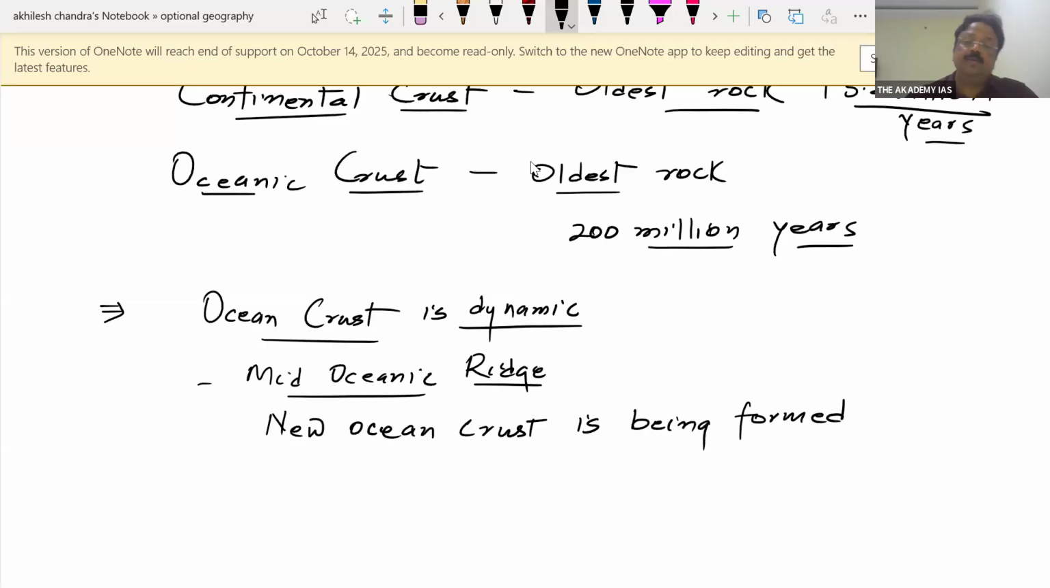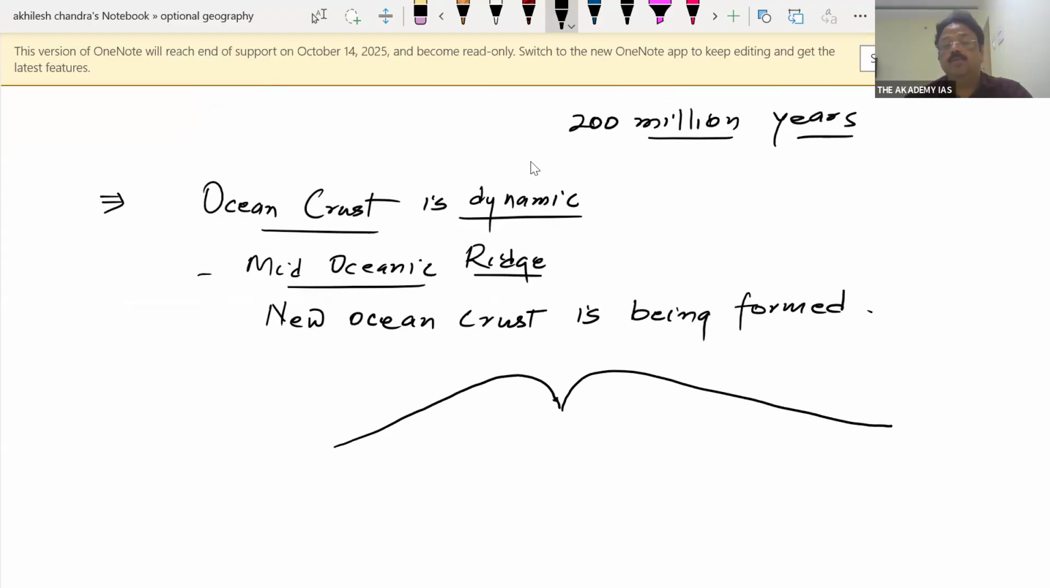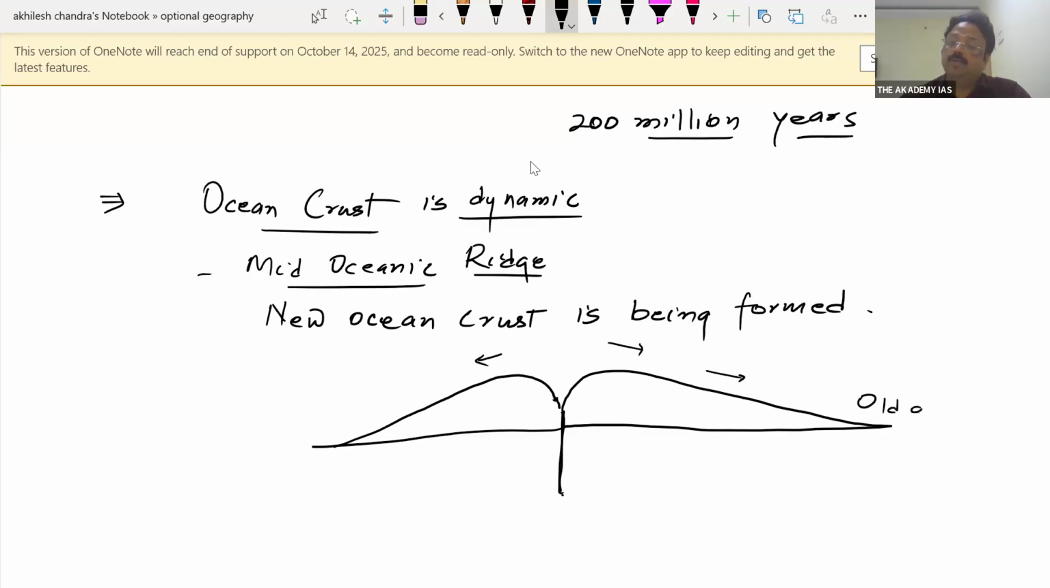New ocean crust is being formed. That's why you will find the age of the rock near the center of the mid-oceanic ridge is new. While you are moving away from it, you will find the age is what? Increasing. This is the mid-oceanic ridge. As you move away, you will find old age rock. Here you will find new rock.